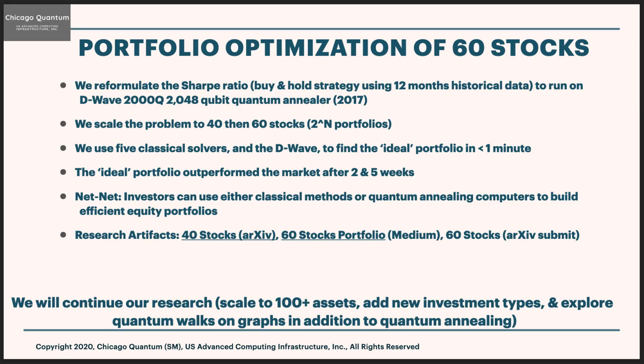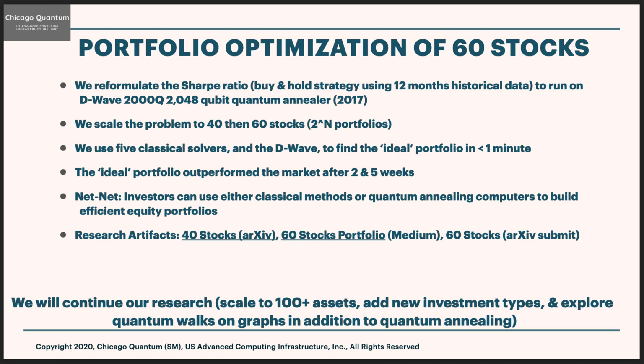So we're optimizing portfolios of 60 stocks. What that means is we're finding the highest return from those stocks based on how they did for the past 12 months, with the lowest amount of risk or volatility in the return that you have. So hopefully you avoid the downside while you still make money on the upside.